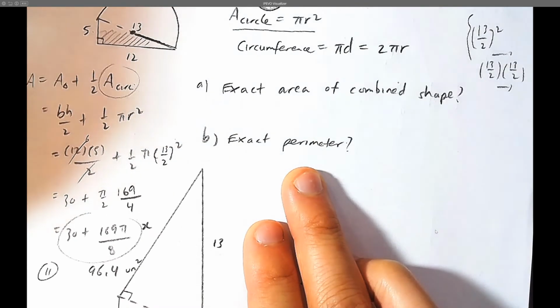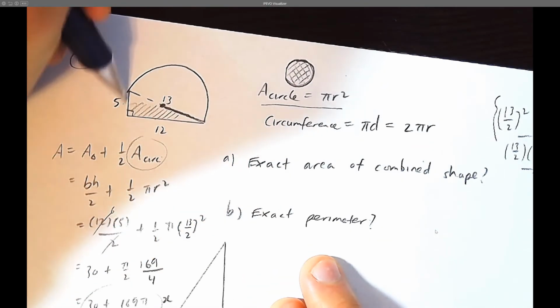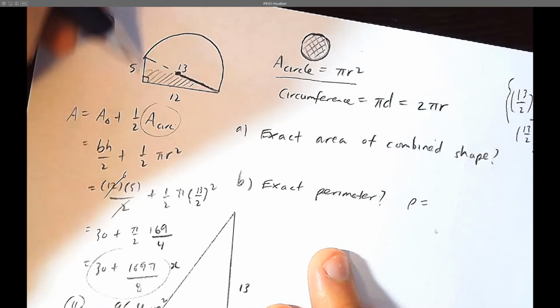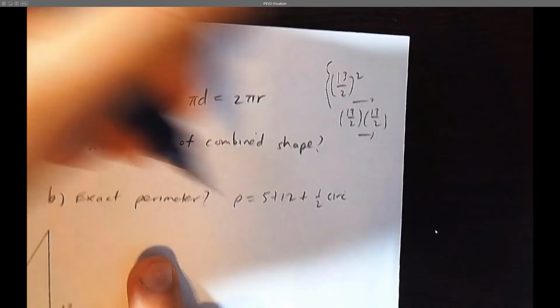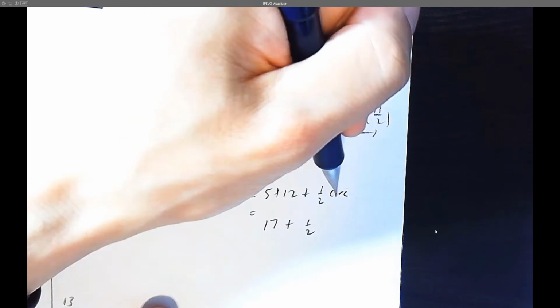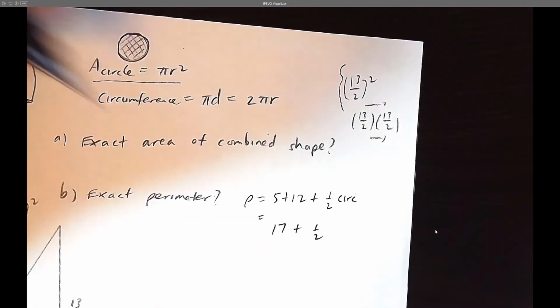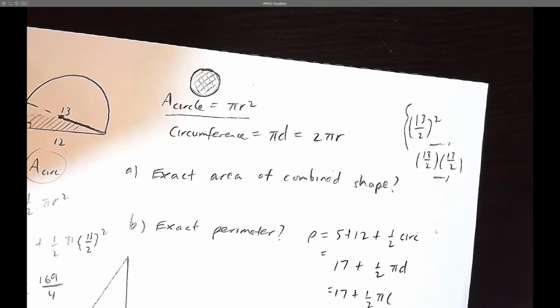What's the exact perimeter? So now we're going to be an ant that's walking around. So the perimeter, P, equals 5 plus 12 plus half a circumference. 1/2 circumference. So 5 plus 12 is 17. And the circumference is going to be pi d. And the diameter happens to be 13.